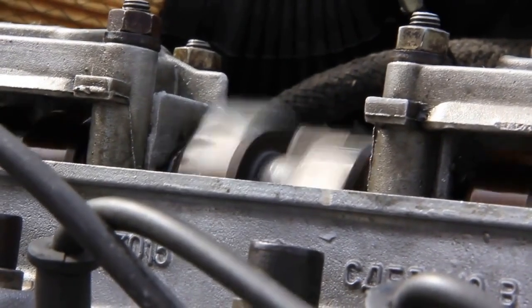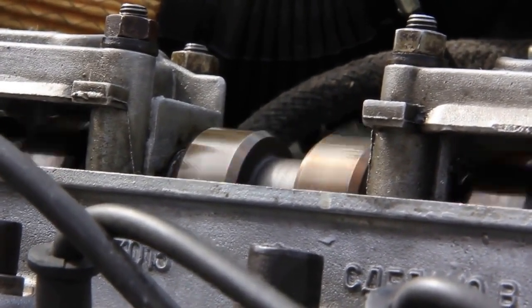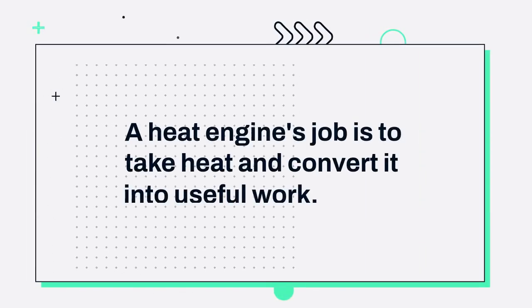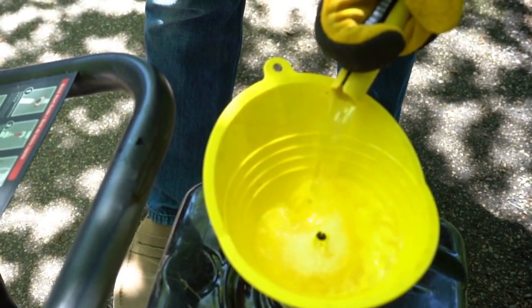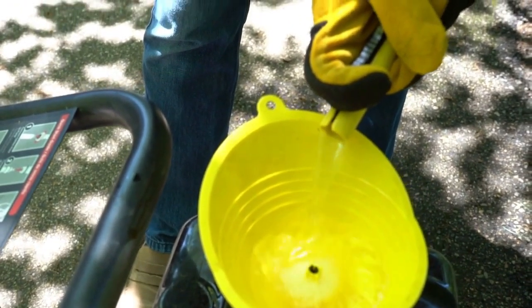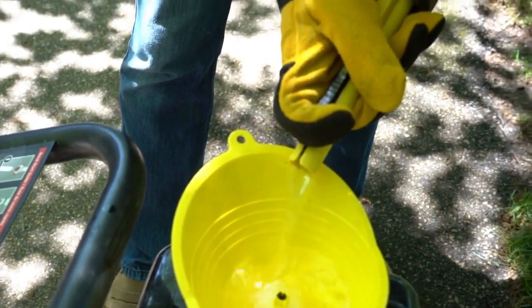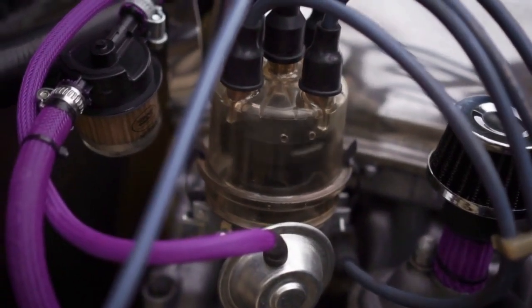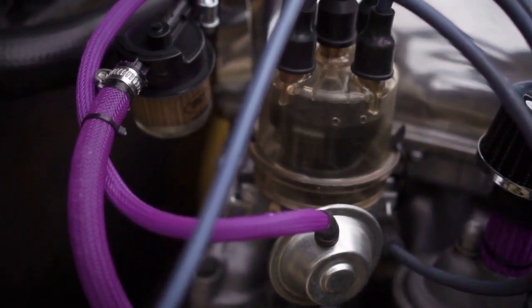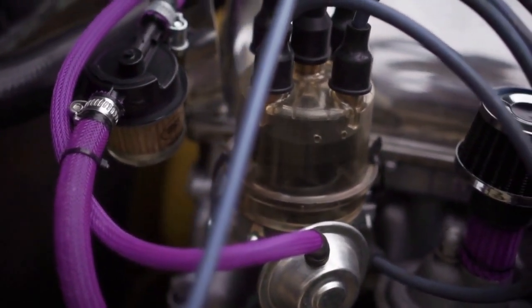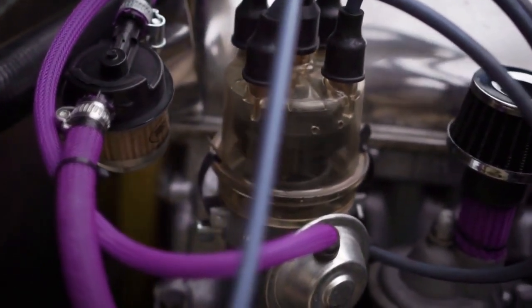Now, let's apply this to a heat engine, like the one in a car. A heat engine's job is to take heat and convert it into useful work. To do this, it must absorb heat from a hot place. This input heat is QH. For a car, this comes from the controlled combustion of fuel, which creates a very high-temperature environment. This QH is the total energy the engine gets to play with.